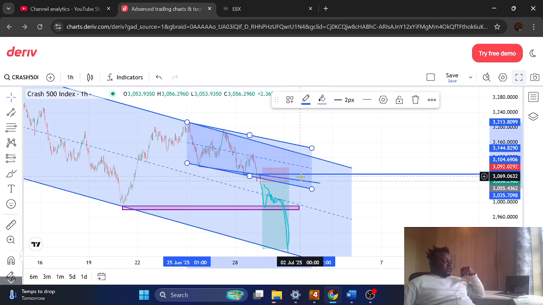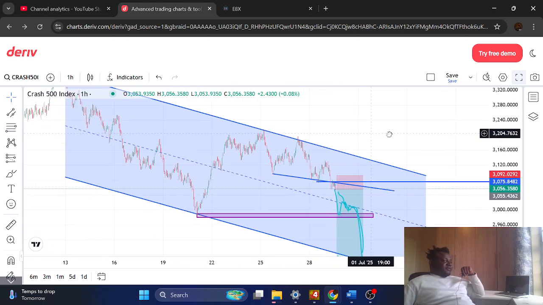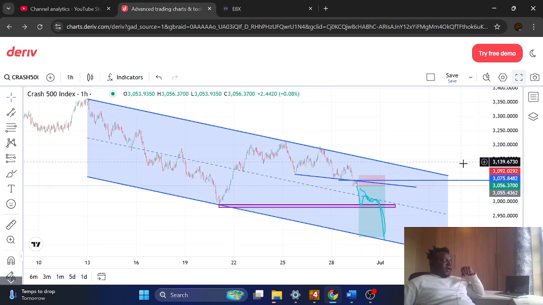So you just have to weigh the options, see which side has more profit, which side has more confirmations, and then you stick to your plan, you stick to your strategy. You take your trade, hold it, and exit and take profit. So that was the analysis for Crash 500, right? So let me do another analysis for you guys.